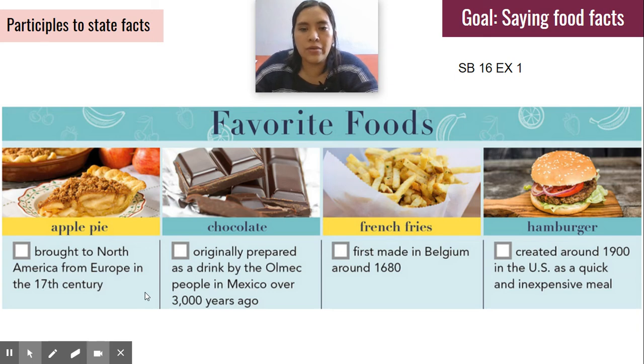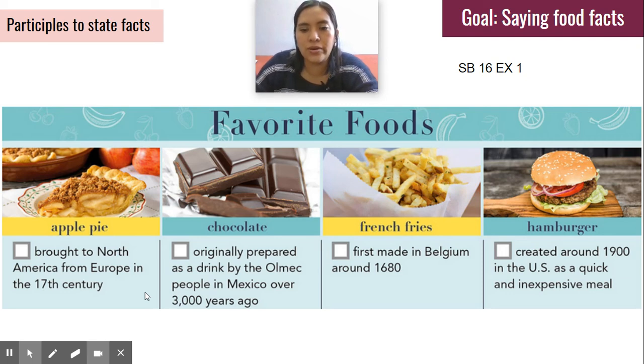Over there you find the favorite foods and the description. Check the apple pie description: Brought to North America from Europe in the 17th century. It is just a description using the participle, which is brought. Second, chocolate: Originally prepared as a drink by the Olmec people in Mexico over 3,000 years ago. Once again, it is a description using the word prepared.